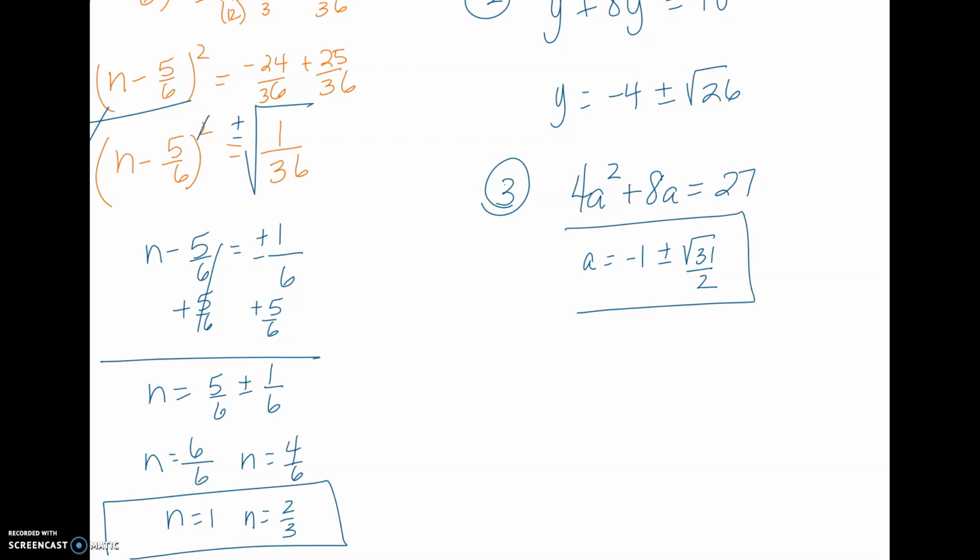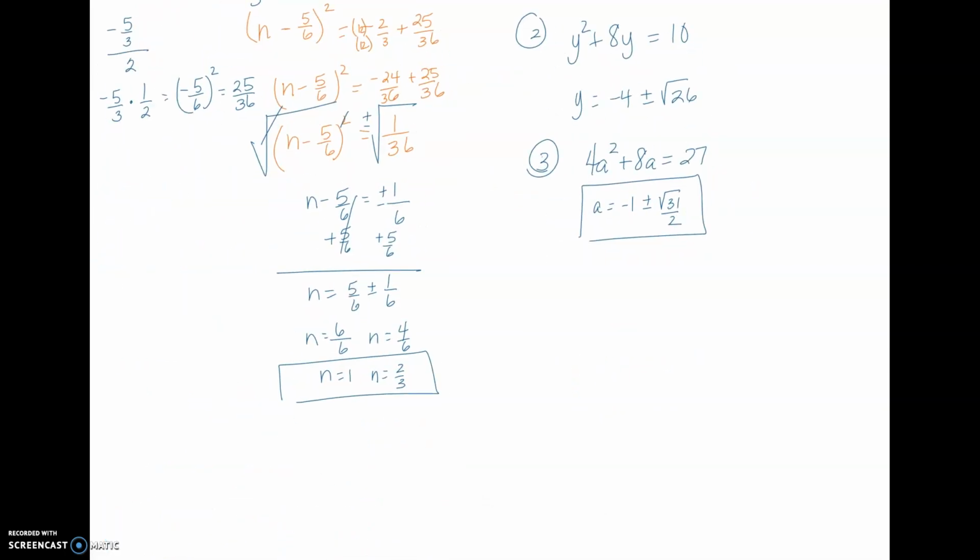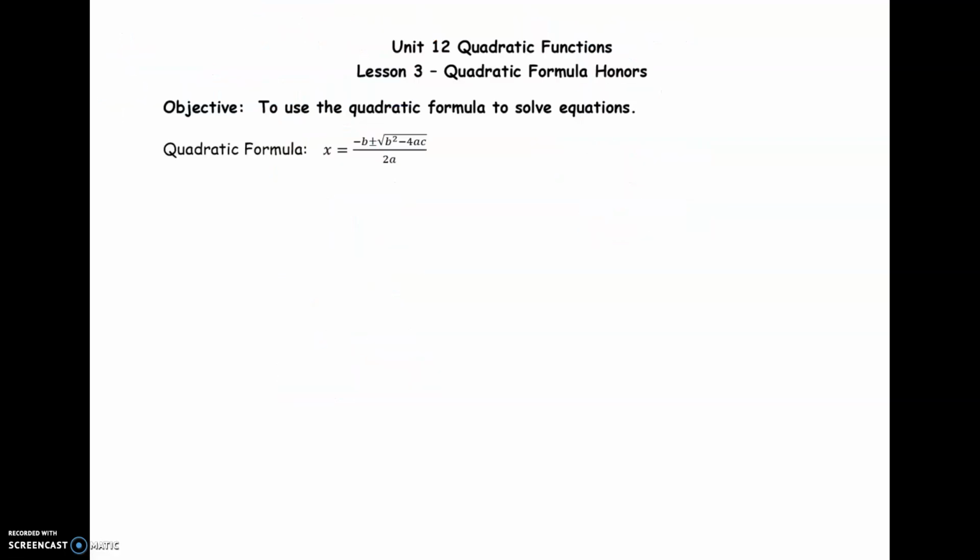Okay. All right, so try those. I'm going to stop because we're going to move to the quadratic formula next. So the last method we're going to talk about in this unit is the quadratic formula. And many of you have heard and used the quadratic formula before.